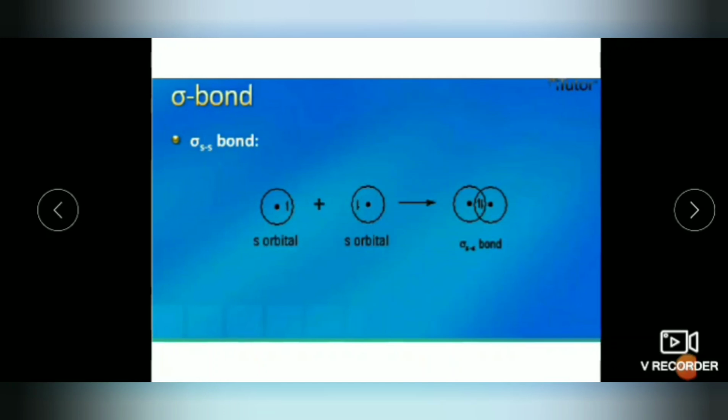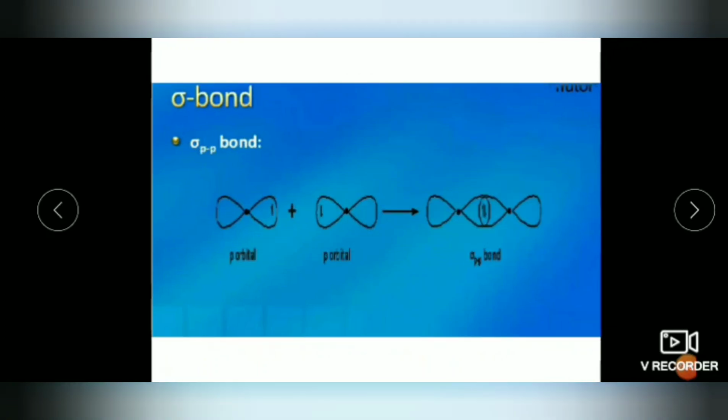Sigma ss overlapping means a spherical s orbital overlapping with another spherical s orbital. If one contains a plus electron, the other must contain a minus electron, so that the overlapping takes place and it forms a sigma ss bond. Each s orbital contains a single unpaired electron with opposite spin, and only then does overlapping take place to form an ss bond.